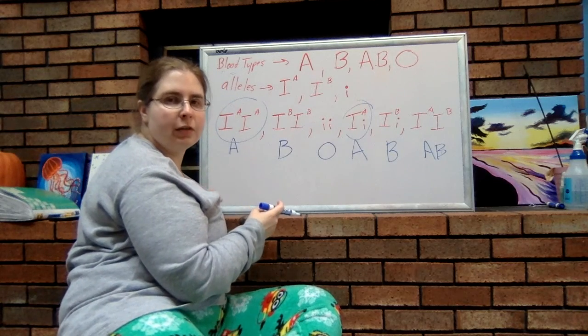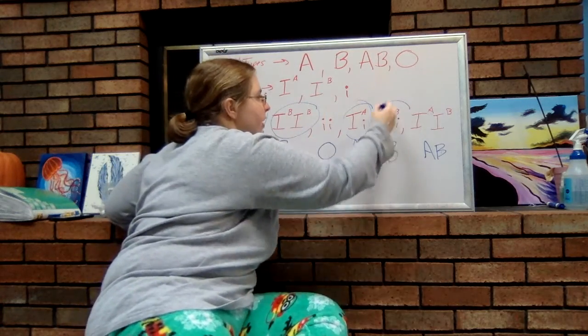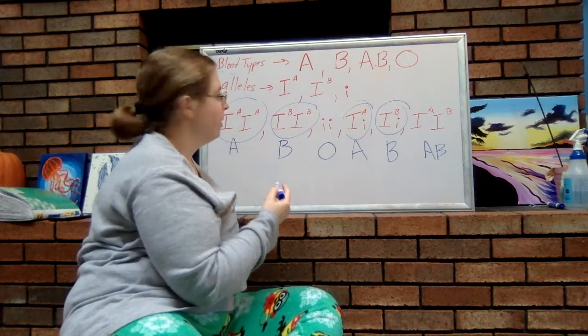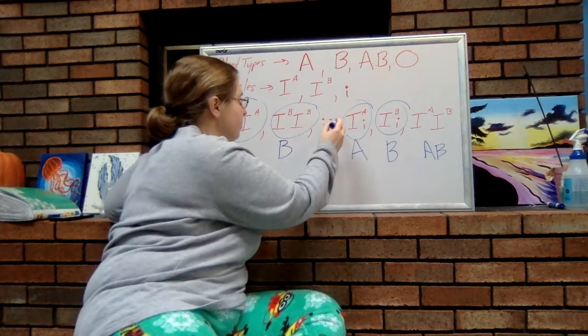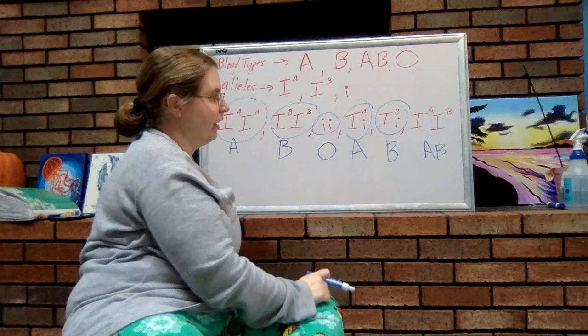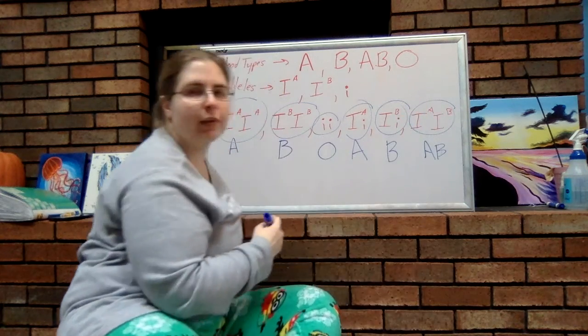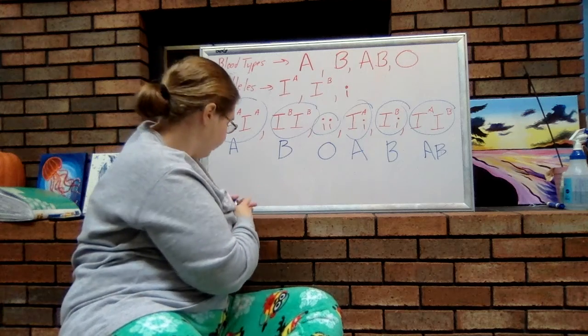There are 2 ways you can have type B blood. If you're homozygous for B or if you're heterozygous for B. There's only one way to have O, 2 recessive alleles. So you're homozygous recessive. And if you are codominant, then that means you are heterozygous for both dominant alleles.